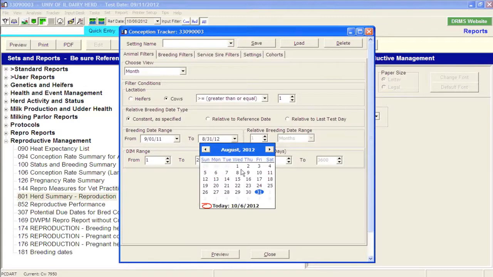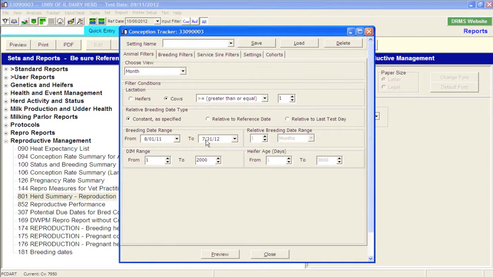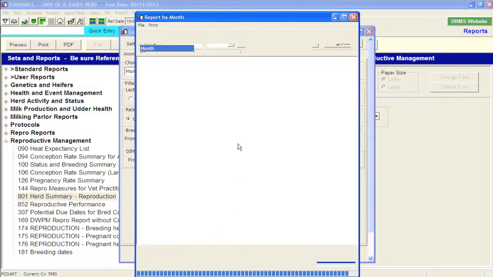You know, actually maybe you don't even have those from August. So I'm going to move back one more month just to make sure I have pregnancies. So August 1st through July 31st. Again, real easy to make those changes. We're going to look at all the cows that are greater than or equal to first lactation. And I'm just going to go ahead and preview that graph real quick.